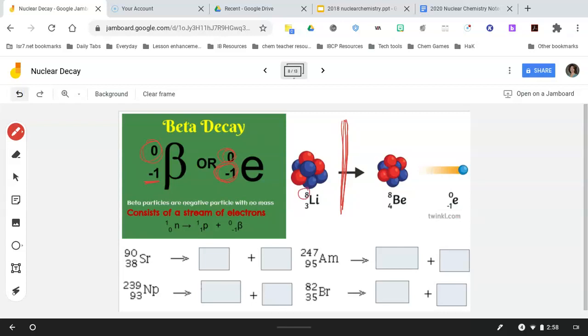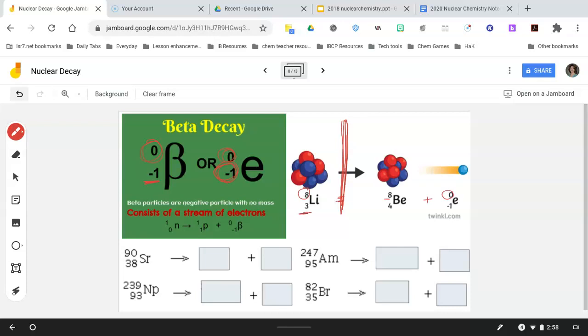When I look at this equation, it's going to work in the same way. I know that I have a beta particle, and I always write it first. This example has it written second, but I always write mine first. I'll show you in just a flash. So when I look at the top numbers, 8 is equal to 8 plus 0. So it works the same way that the alpha particles did.